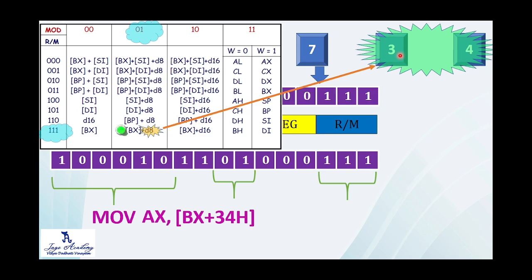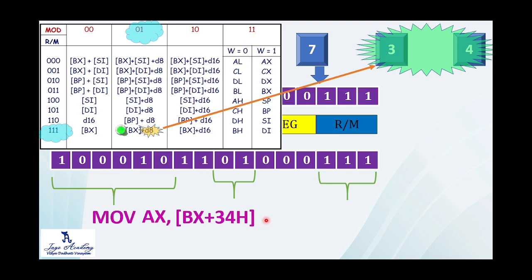You all know that if something is within the square bracket, it means it's a memory. So your source is nothing but memory, which is actually having an offset address, which is the content of the BX register plus this displacement. This is an example of register relative addressing mode. This is an 8-bit relative value.